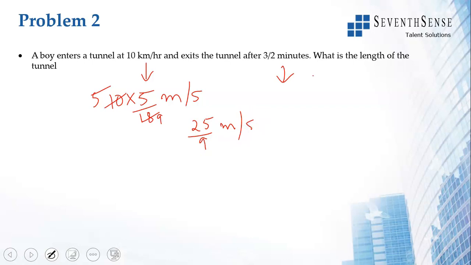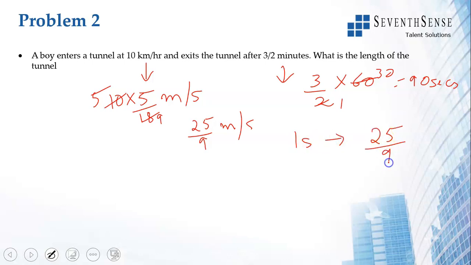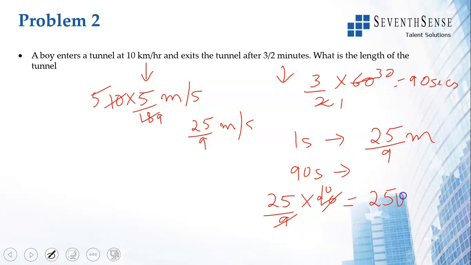And 3 by 2 minutes. To convert it into seconds, 3 by 2 into 60, you get 90 seconds. 25 by 9 meters per second means in 1 second he is covering 25 by 9 meters. In 90 seconds, how many meters does he cover? You do 25 by 9 into 90. Sorry, this is 10. 25 into 10 is 250 meters.